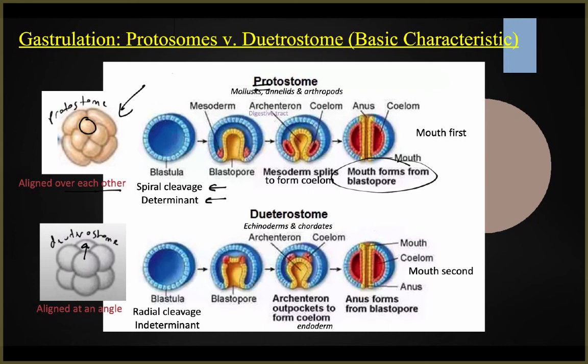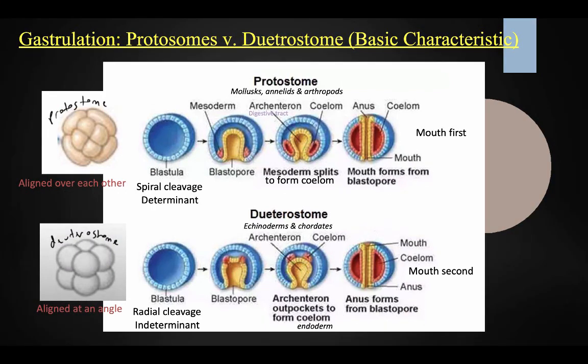If they're aligned at an angle, then essentially you're going to notice that the blastopore here is going to make the anus, and the mouth will be made second, which is the deuterostome. Deutero means, if you think deuces as in twos when you're playing poker or whatever, that the mouth is made second in this case, but the blastopore actually makes the anus. So in the protostomes, you're looking at mollusks, annelids, and arthropods, whereas in deuterostomes, you're looking at echinoderms and chordates, more higher level. We're considered a deuterostome.